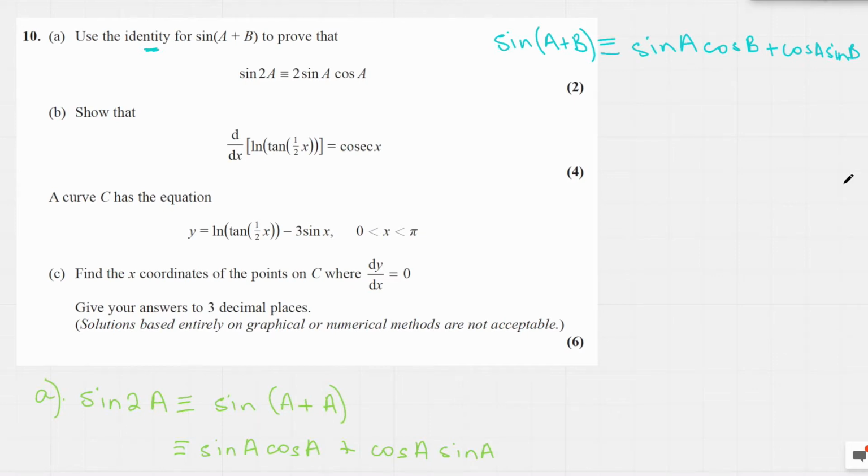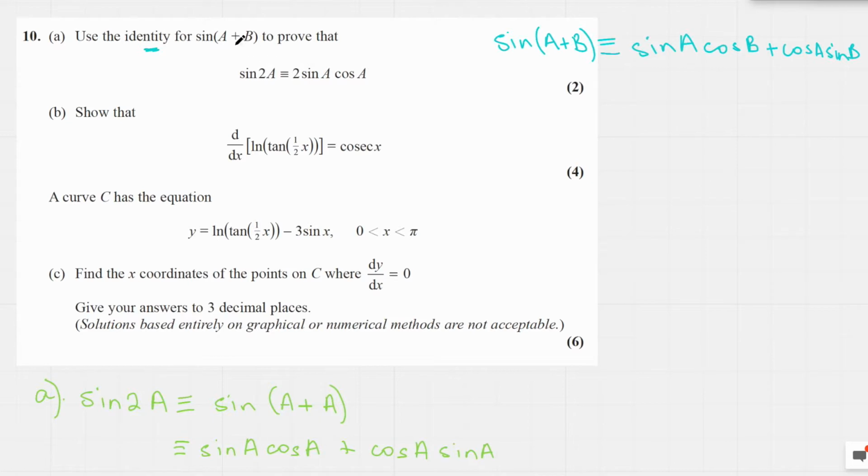In question 10, part A, we have to use the identity for sine A plus B to prove that sine 2A is identical to 2 sine A cos A. Now this is the identity that we have to use. Sine A plus B is identical to sine A cos B plus cos A sine B.